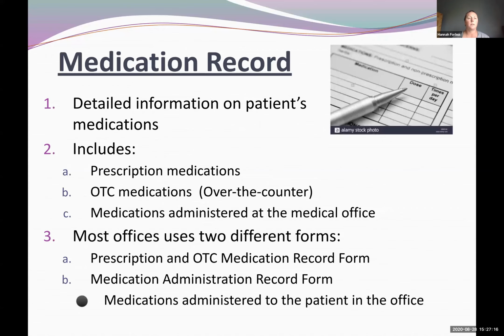The medication record contains detailed information on the patient's medications. This includes prescription medications and over-the-counter medications. You'll usually see that referred to as OTC, over-the-counter, and then medications that are administered in the medical office. Most offices use two different forms, one for prescription and over-the-counter meds, and one for medications administered in the office.